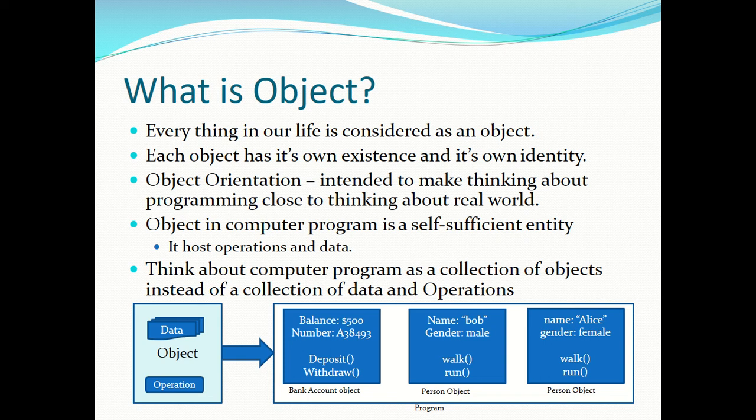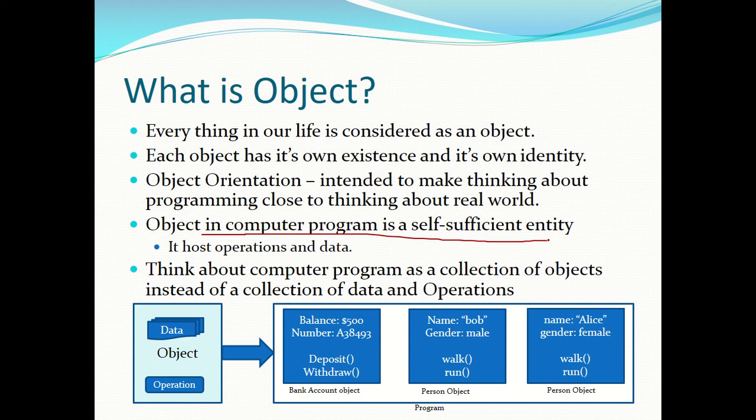And we have an operation, which is basically a behavior or action that can be done by the object. So if we say, for example, we have a car, the operation of the car is move forward or move backward or stop. It's more like a verb. All right. So an object in computer programming is a self-sufficient entity that has its own data and its own operation, identifying it from other objects.